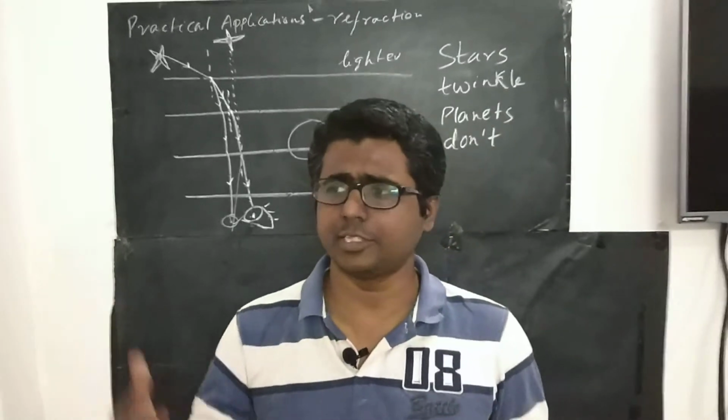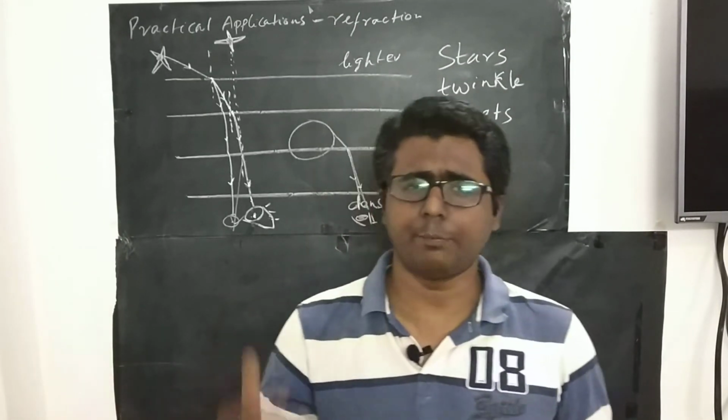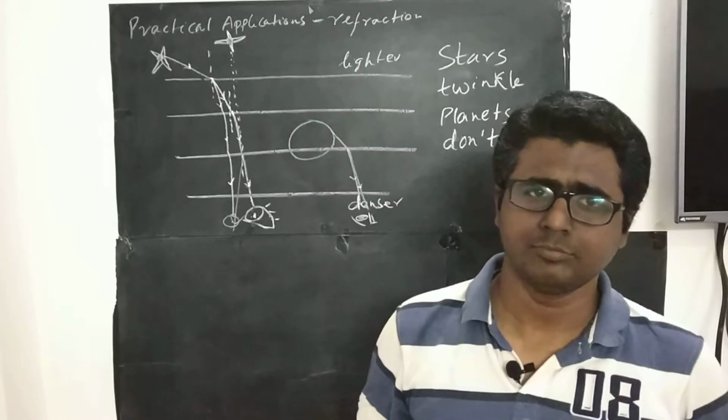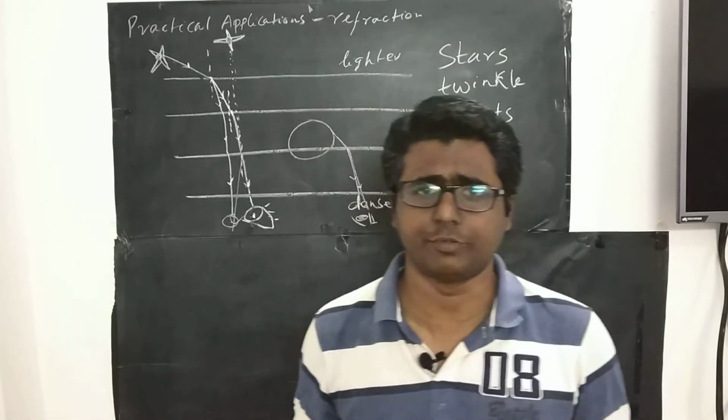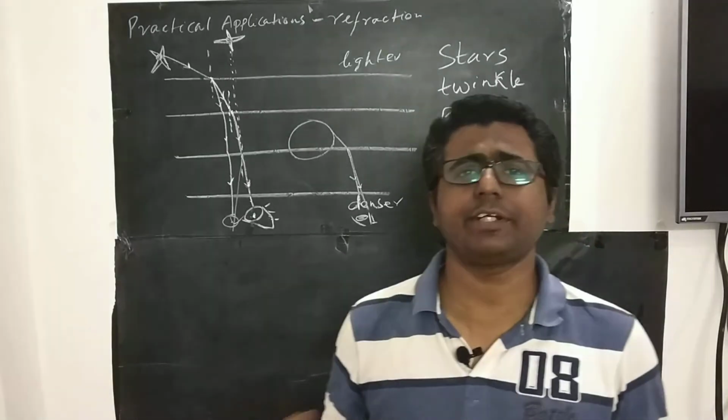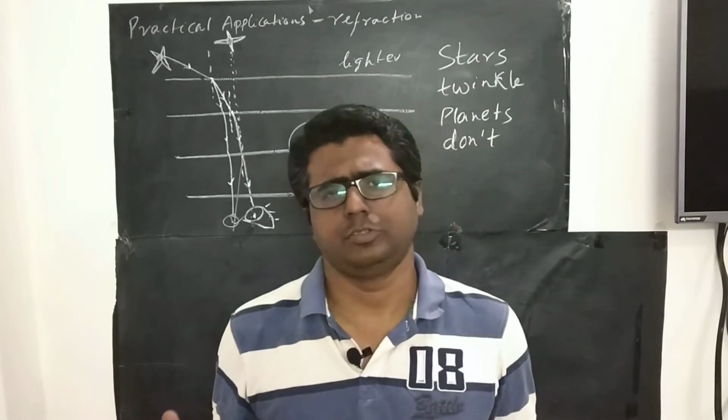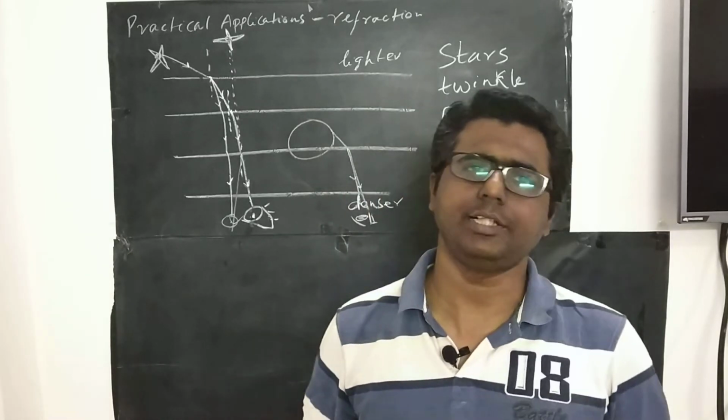In case of planets, it is much closer to our eye. The number of layers of atmosphere is very less. The change in optical densities happens, but as the number of layers of atmosphere is very less, the effect is not that much and we seldom lose sight of the planet in our eyes. Thank you.